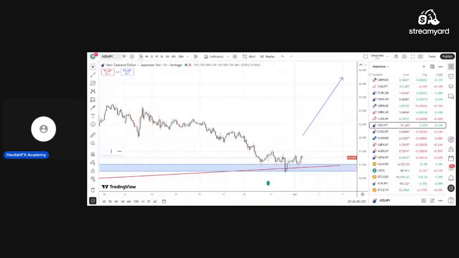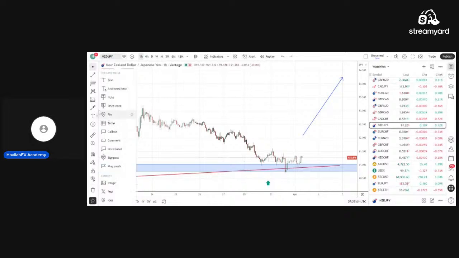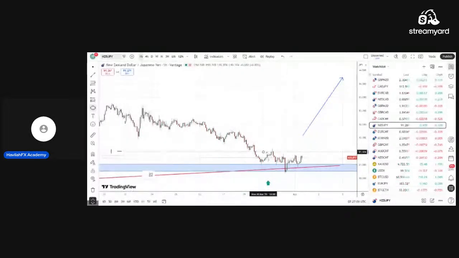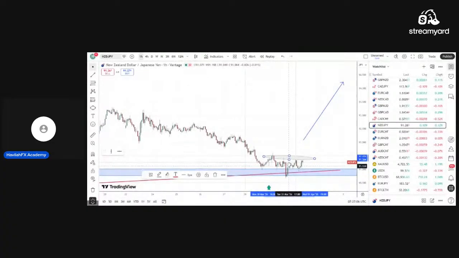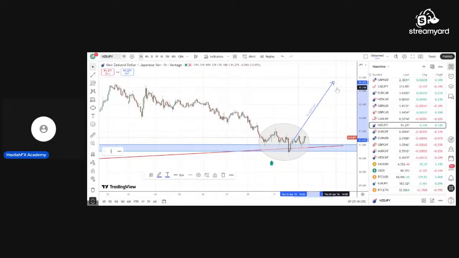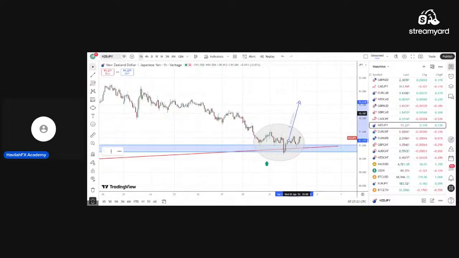Okay, so let me just get another of that confluence, the ellipse. All right, so that's our confluence point where we have everything lining up: the trend line, the support, and the rejection candle on the daily time frame. So you can see the arrow here. We are looking for a breakout to the upside.